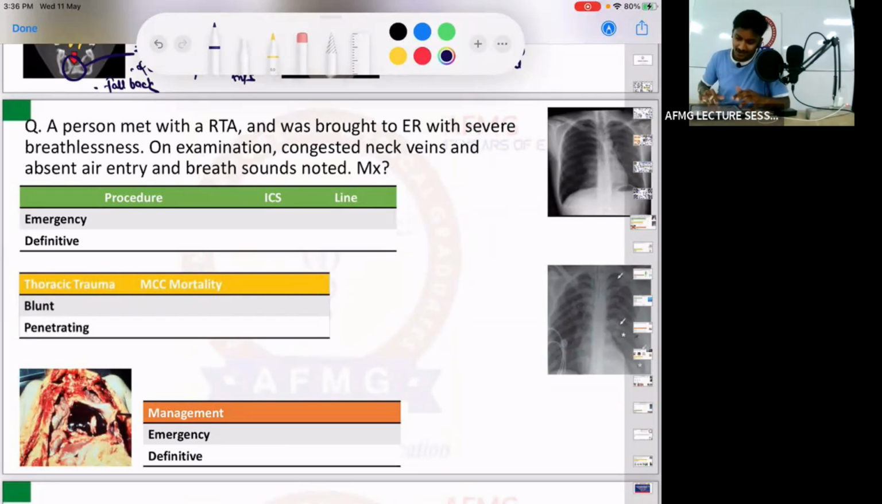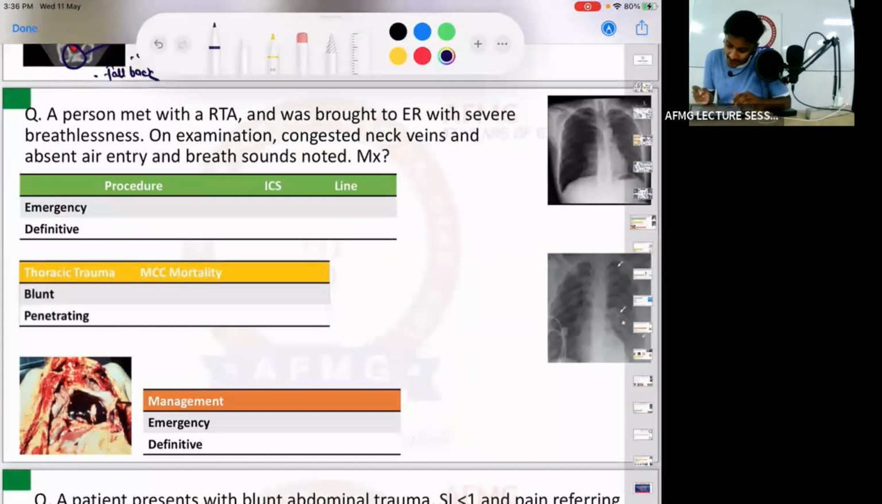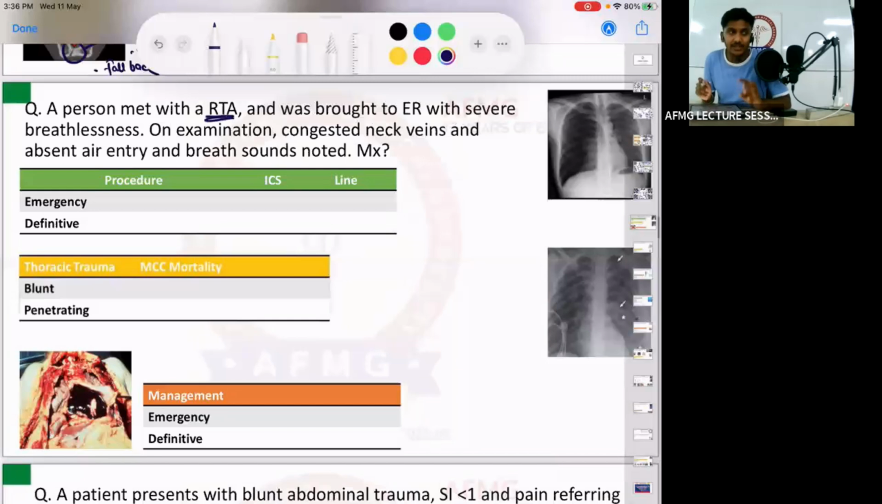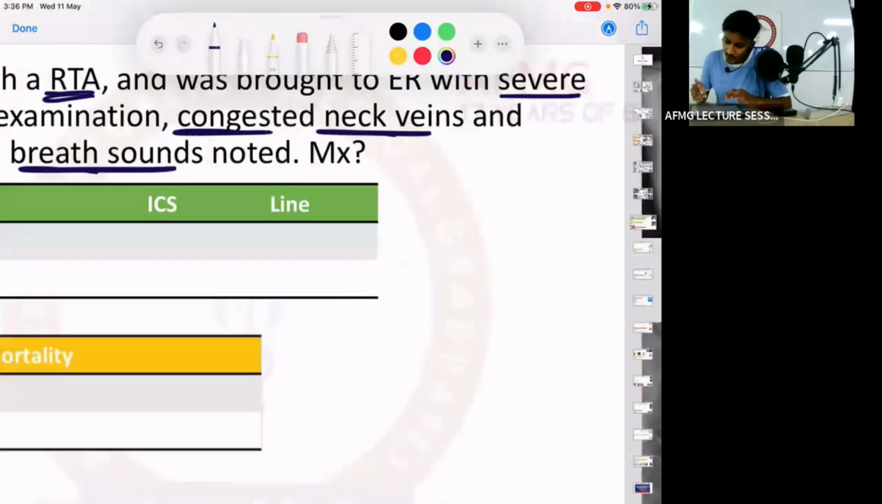कोई दिक्कत है? A person met with a road traffic accident and was brought to the emergency room with severe breathlessness. On examination, congested neck veins are seen, and absent air entry and absent breath sounds are noted. What is the management? First of all, tell me the diagnosis. Very good.